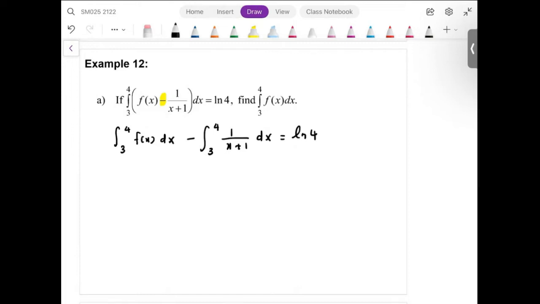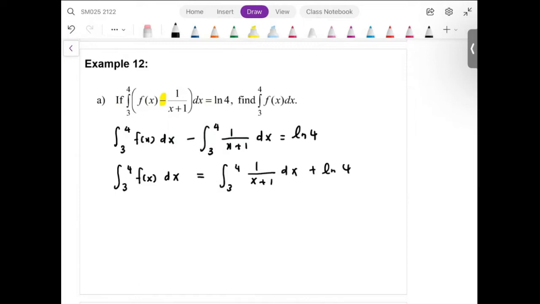Next, the question asks for the integral of f(x). Means we can rewrite or simplify our equation to have what the question asks for as the main subject. So kalau saya pindahkan dia, we would have the integral from 3 up to 4 of f(x) dx equal to the integral from 3 up to 4 of 1 over x plus 1 dx plus ln 4. Means that now we only have to settle our right hand side punya solution tu.